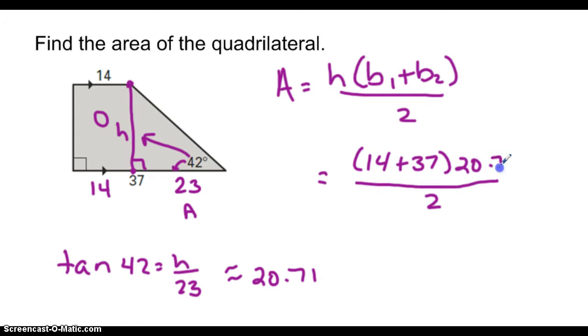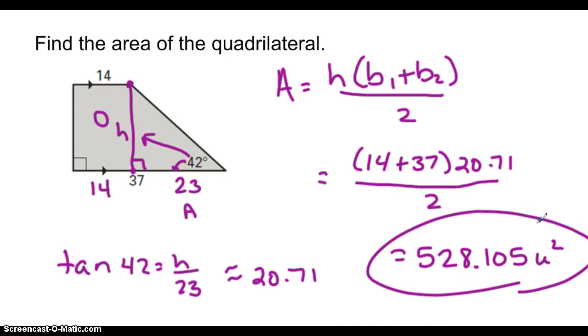So I'm just going to substitute that in for my height in my formula. And now it's just calculator work. So 14 plus 37, and we're going to multiply that by 20.71, divide by 2. 1056.21 divided by 2, we get 528.105. And this would be units squared since we're talking area.